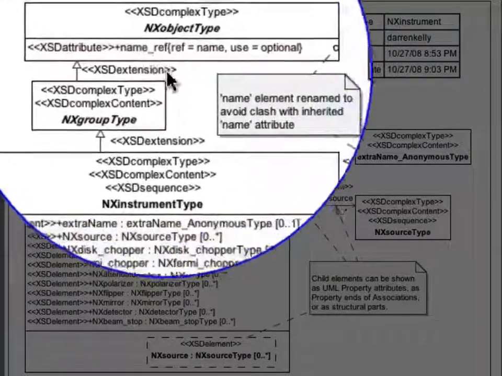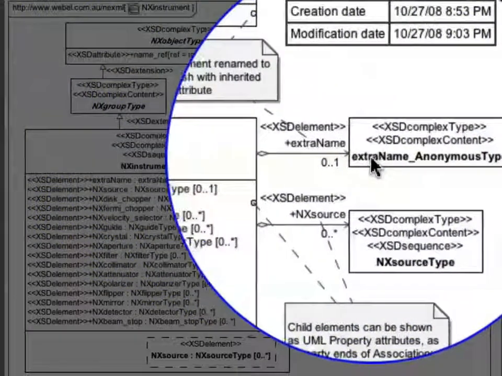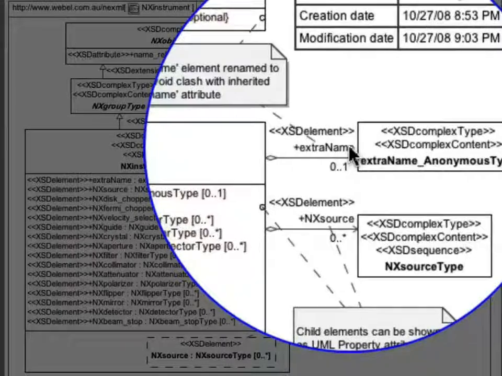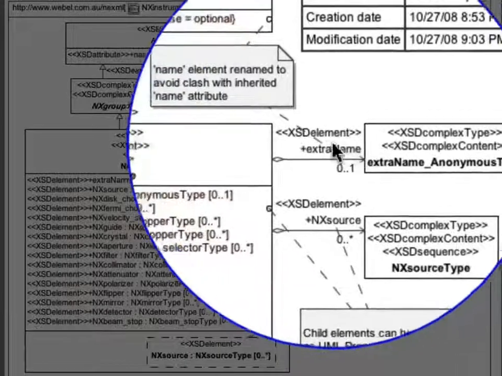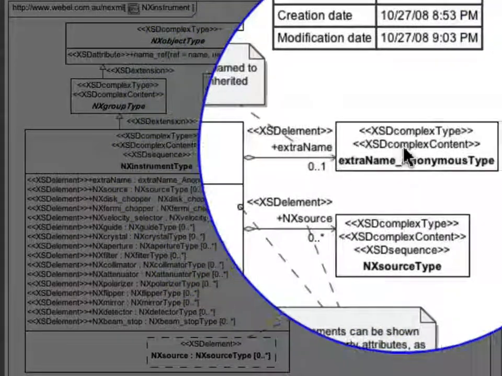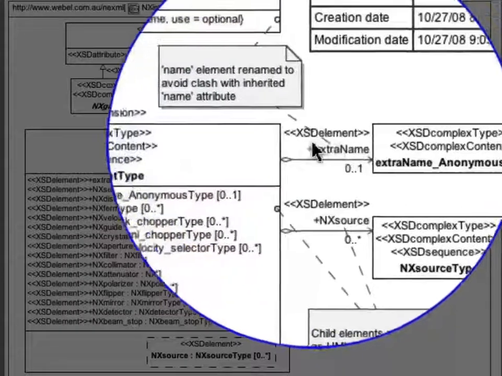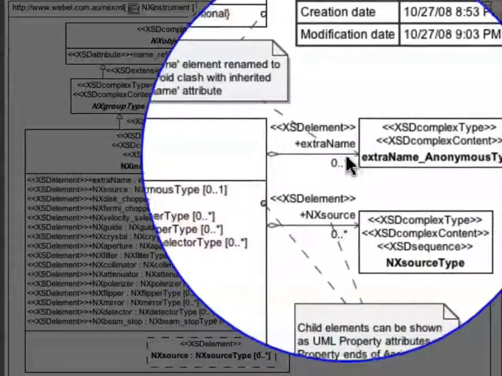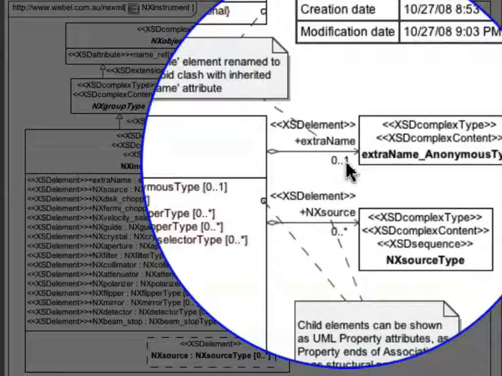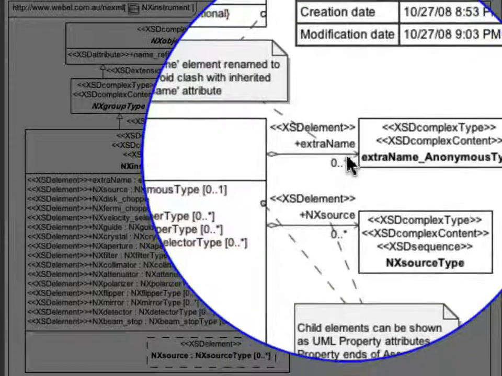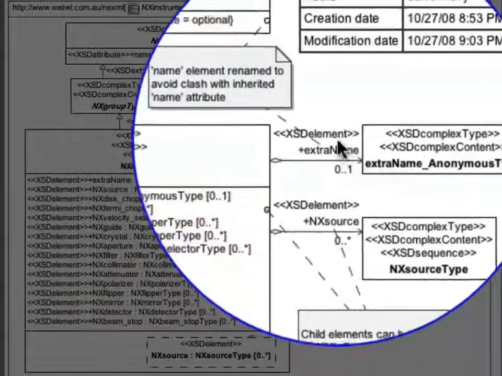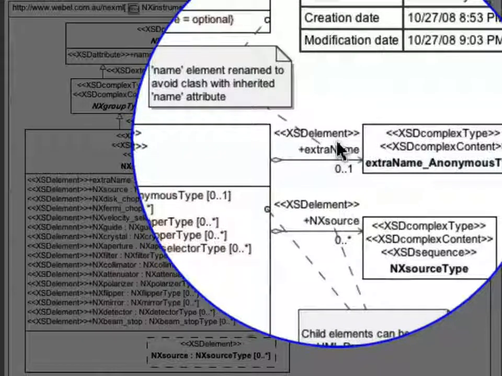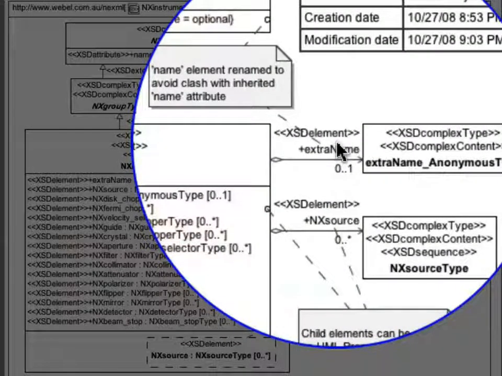Such property, for example, here is a property, can be represented as the end of an association. This is the type of the property, and extra name is the association. There is the multiplicity. And by the way, this extra name you've seen there is to prevent a clash with the name attribute of objects.